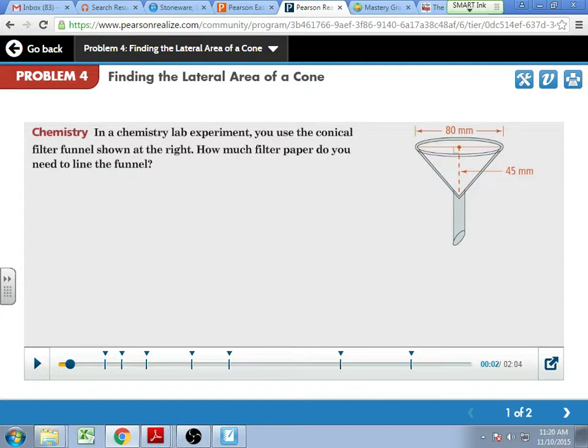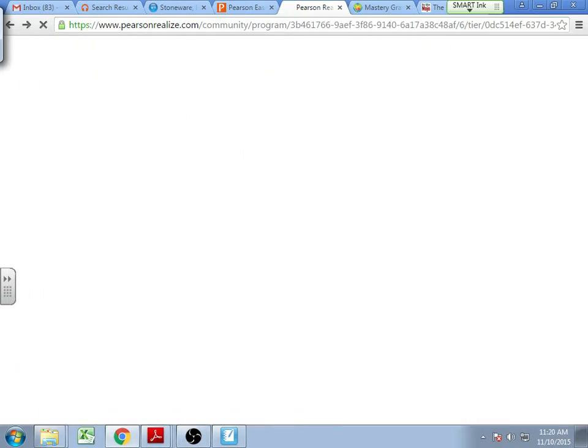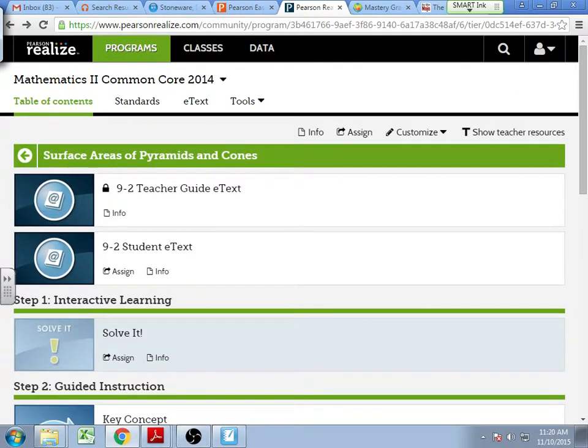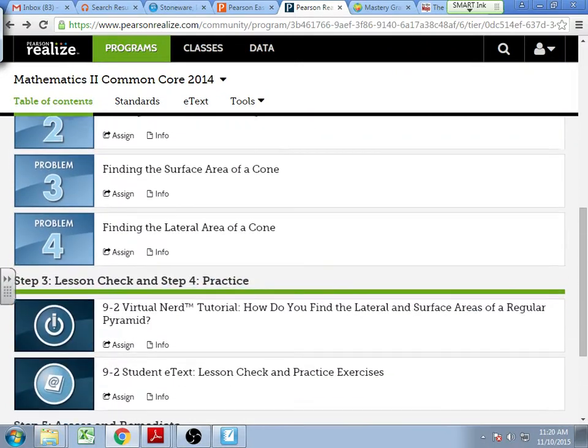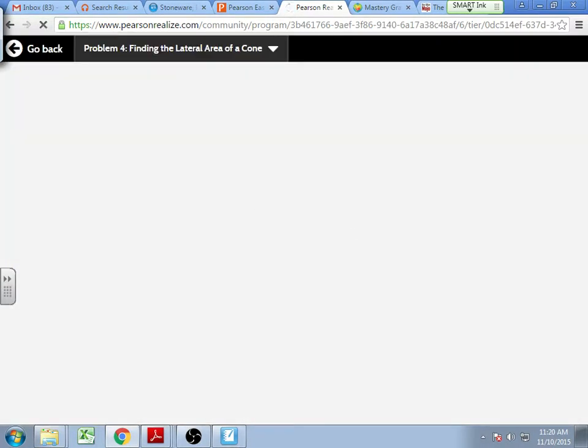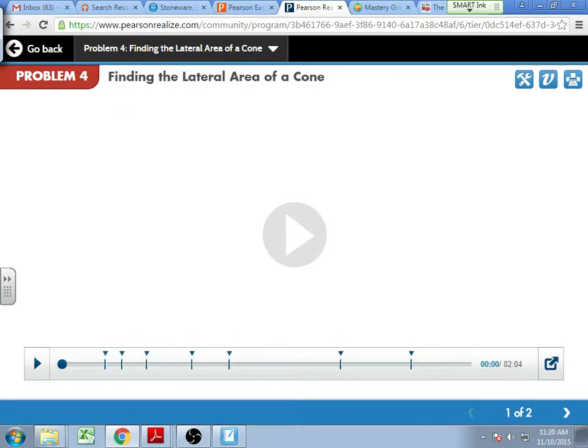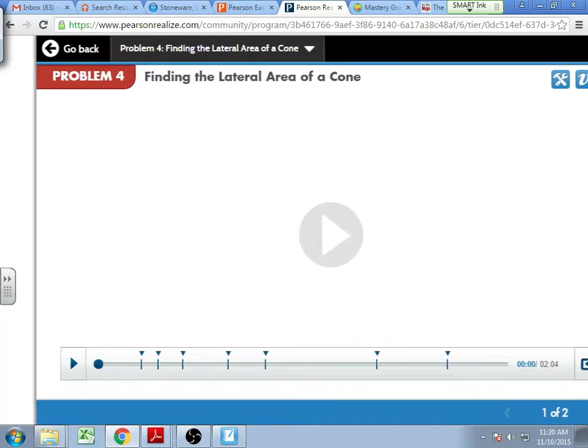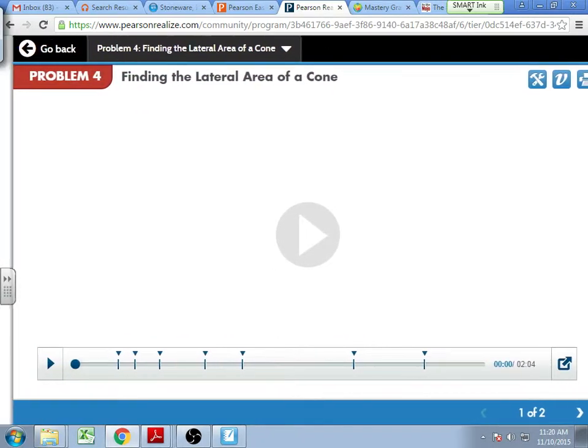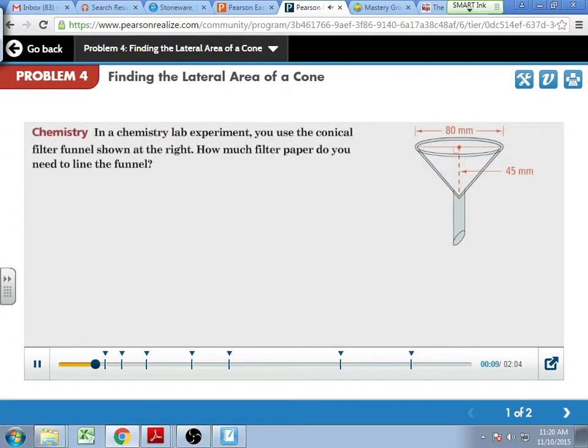Ah, so that's just getting through finding slant height? What did he just do? That was pretty cool. I don't know. That was pretty sweet. Weird. I bet you it's because it's enabled for tablets now.